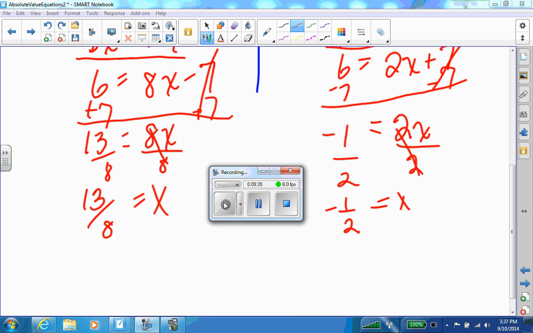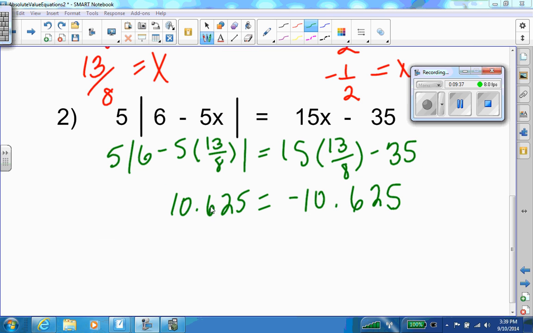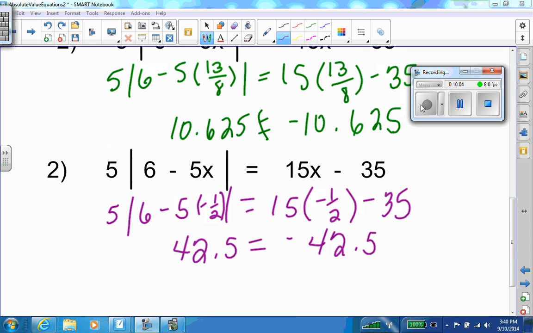We must check to see if they actually work. So what I've done here is check the first solution of 13/8. I have substituted 13/8 in place of x everywhere in the original equation. The left side I evaluated with my calculator to be 10.625 and the right side to be negative 10.625. Since that is not true, then we would say that 13/8 is an extraneous solution. It does not solve our equation.